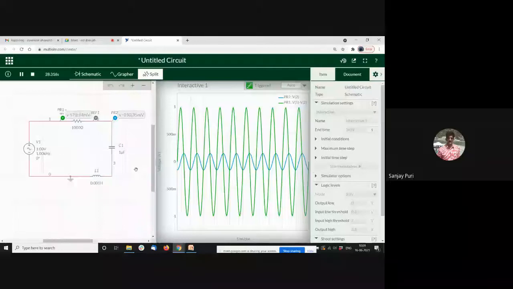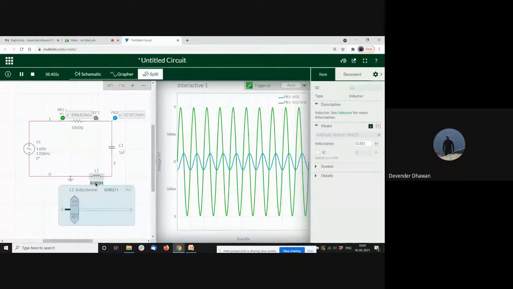How did you select this 1 microhenry, sir? You see this value written here, and even for the capacitor the value is written, and for the resistance the value is written. So you just have to click on this value. When I was trying, it was not giving any value. It was just showing L inductor, L1 only. It was not showing any value on the inductor.